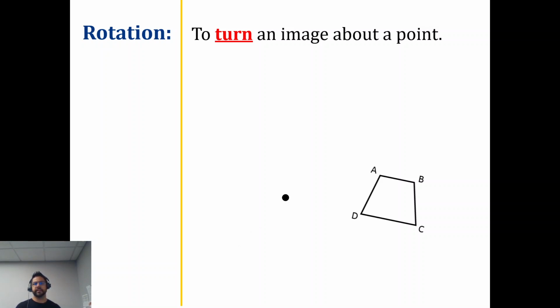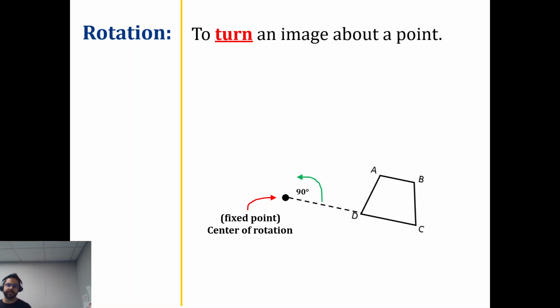So let's see. If this is your center of rotation, which for us will be our actual ordered pair, and if I decide to rotate it that direction 90 degrees, I'd like you to turn to your partner and decide, do you think that is clockwise or counterclockwise? I'll wait 10 seconds for you guys to figure it out.